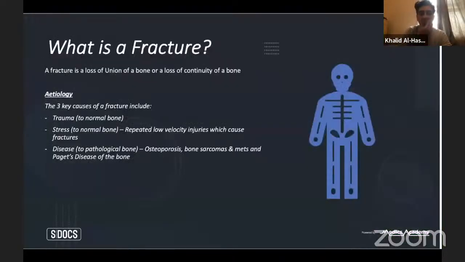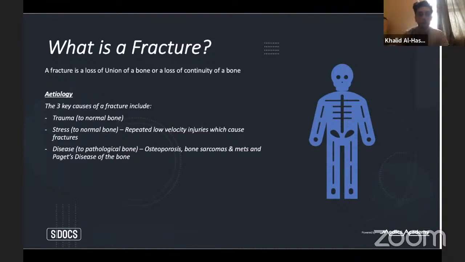What is a fracture? A fracture is a loss of union of a bone or a loss of continuity of a bone. So if there's any disruption to continuity of a bone, we refer to it as a fracture. There are 3 key causes to any fracture. The first one being trauma to normal bone. The second being stress, so repeated stressful forces or low velocity forces acting on the bone, causing fractures. And the third one is disease, so pathological bone.